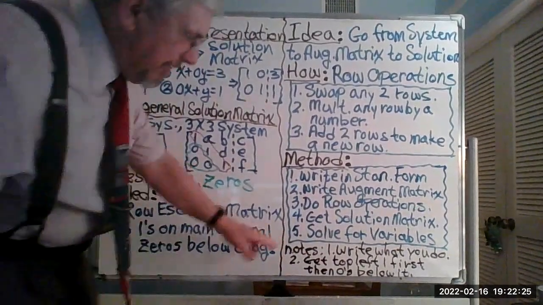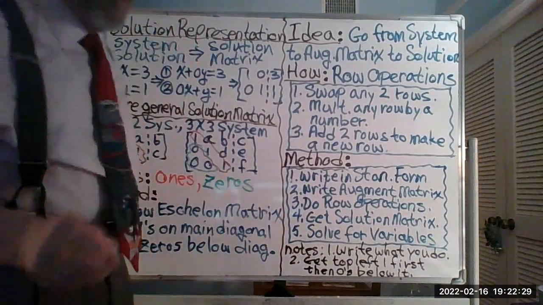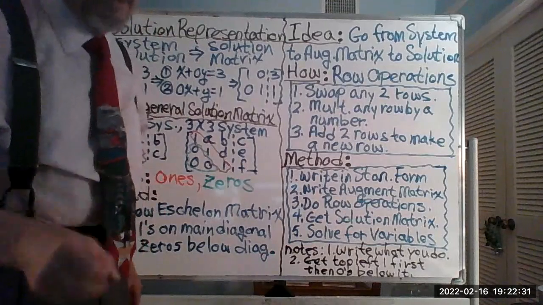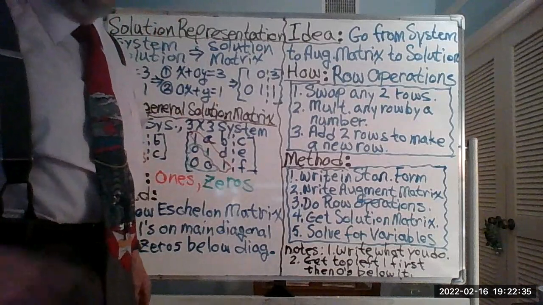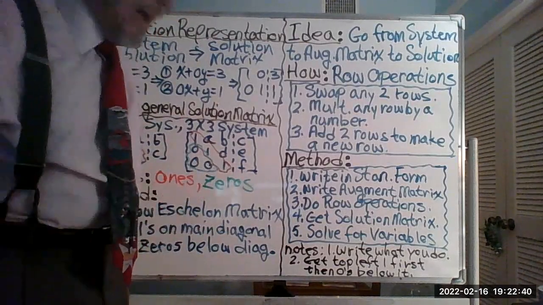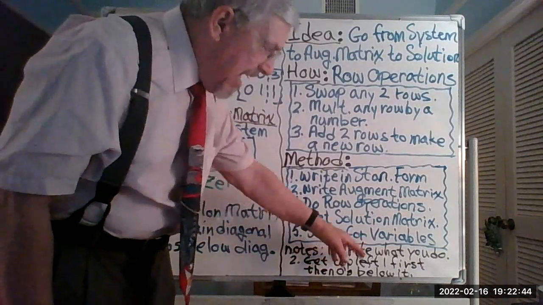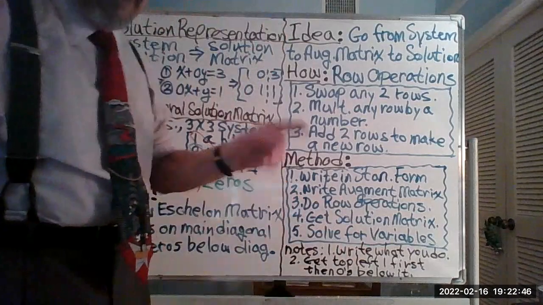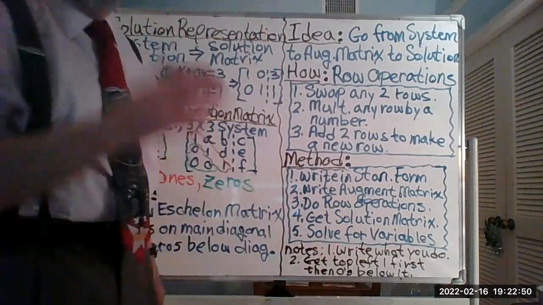A couple of notes down here on the bottom. 1, write what you do each time. That's an important step. Say what you do. That way you can always go back and check your work easily if you come out with some sort of bizarre answer or you know it's not correct. Then you can go back and check what you did. 2, get the top left-hand one first. So I want to get the top left one first, and then I get zeros below it, and then I work from left to right.